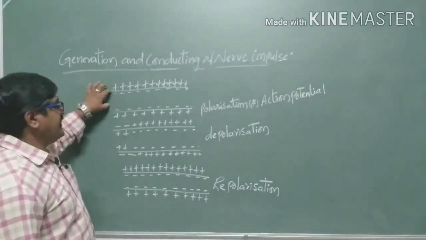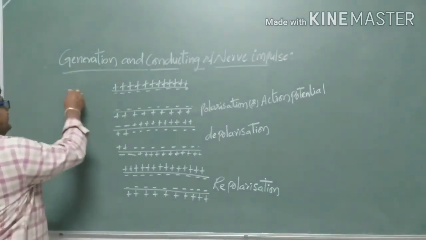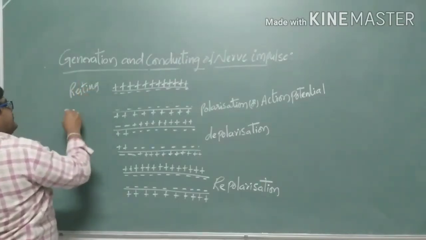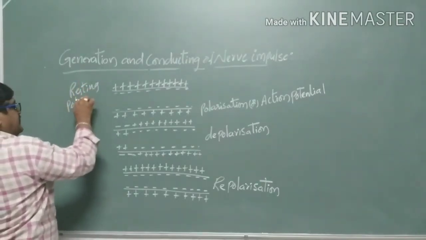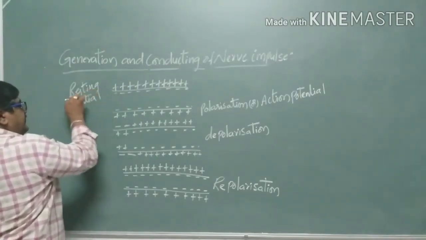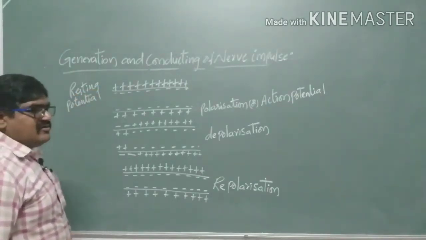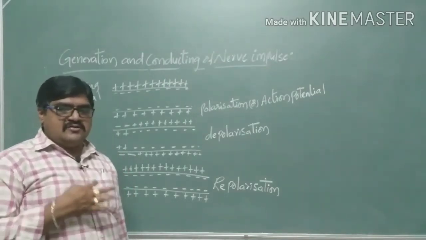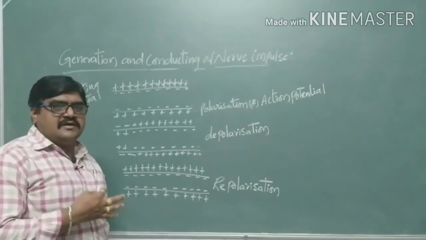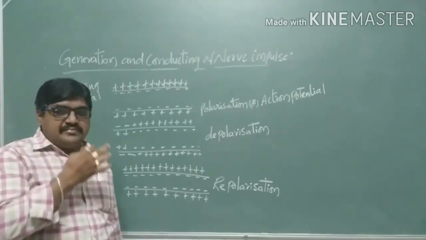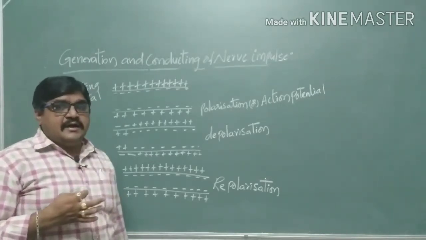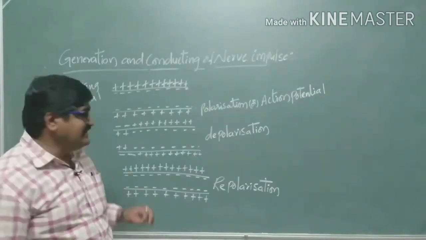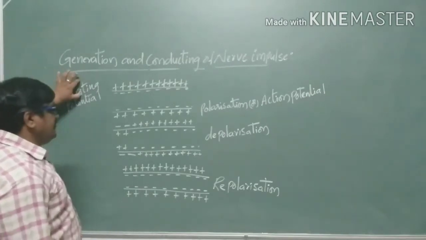First, there is the resting potential. Resting potential means the electrical difference present across the plasma membrane, resting at the plasma membrane. So it is called a resting potential.